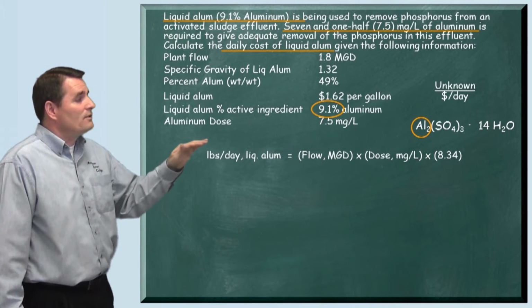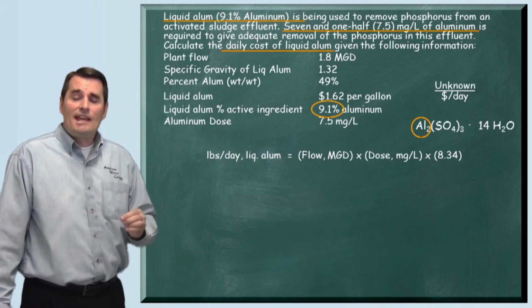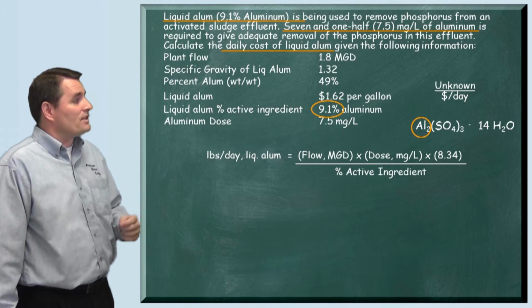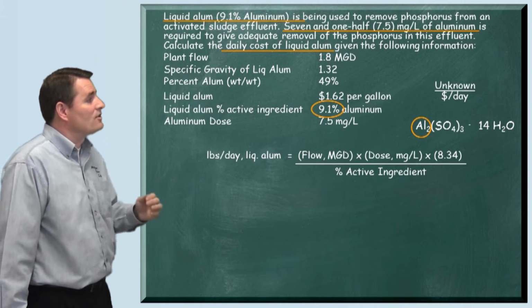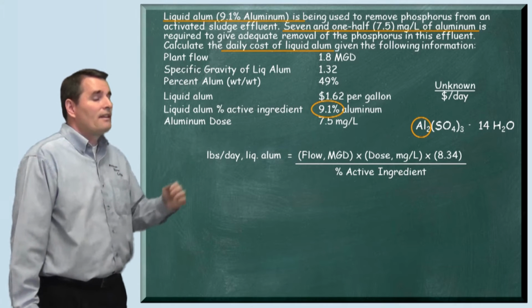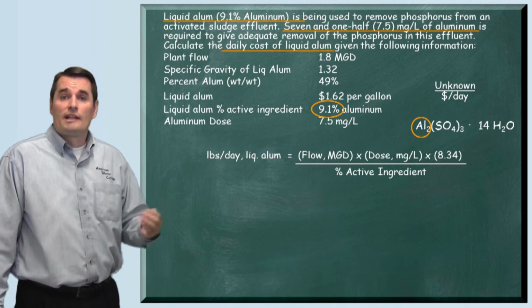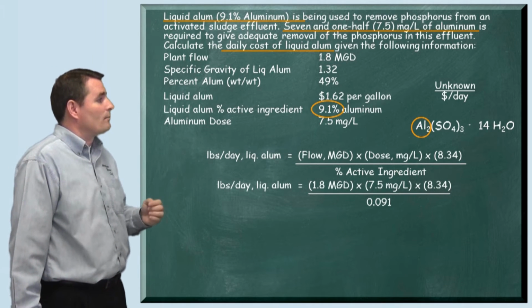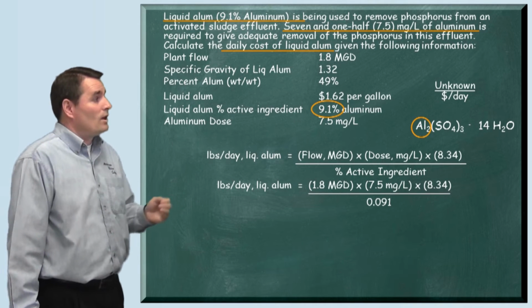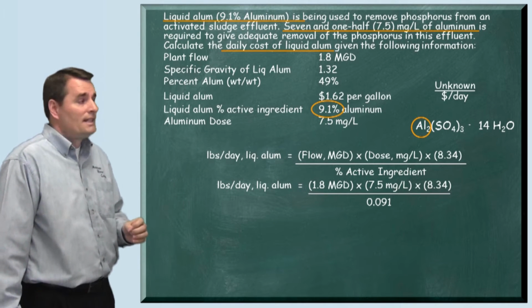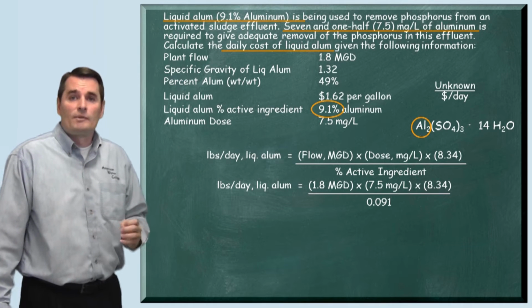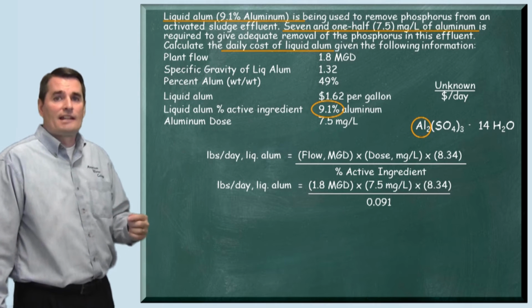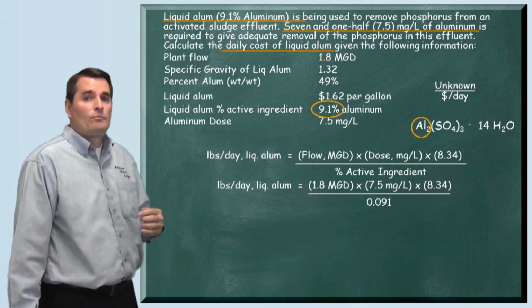But in this case, we use this basic pounds formula, and to take into account that portion that's due to aluminum, we divide by the percent active ingredient. So this is a variation of the pounds formula. Well, now that we have the formula we're going to use, let's plug in the numbers they gave us and do the math. So plugging in the numbers, our pounds per day of liquid alum is the 1.8 mgd, that's our flow, times the 7.5 milligrams per liter, times the 8.34, and then we divide by the percent active ingredient. In this case, it's 9.1%.